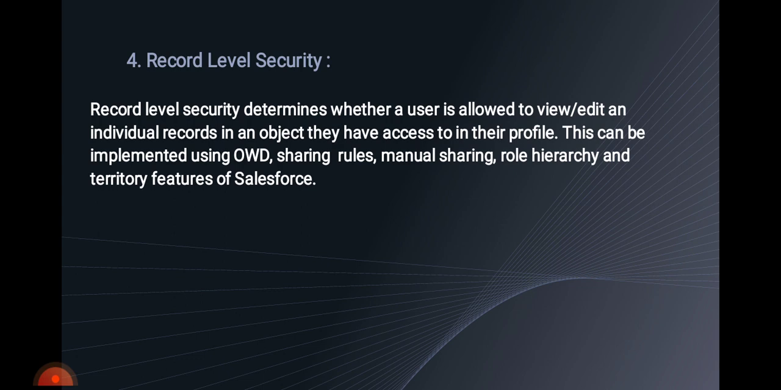Next is record level security. Record level security determines whether a user is allowed to view or edit an individual record in an object they have access to in their profile. This can be implemented using OWD, that is organization wide defaults, sharing rules, manual sharing, role hierarchy, and the territory feature of Salesforce. You all must be aware of all these terms very well, as I have already covered the same in my previously uploaded Accenture question and answer video, but still, for your easy accessibility, I have provided it in the next slide.